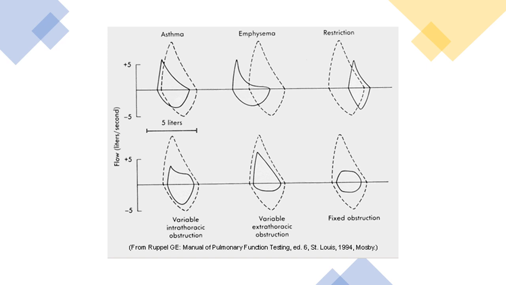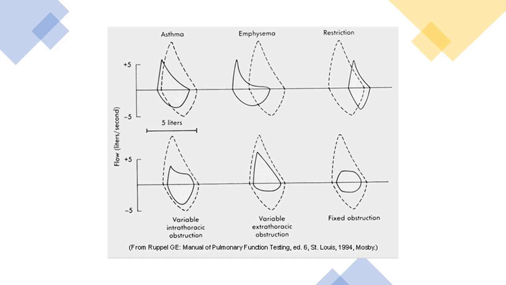So here's an example from Ruppel, a great resource, obviously not a book that you get here, a great resource for pulmonary function testing. Here we see a normal flow volume loop in the dotted line. However, what does the flow volume loop look like with different disease conditions? So this is a little pattern, if you will. This is a great little thing to put on your badge if you're going to do PFT clinicals, right?